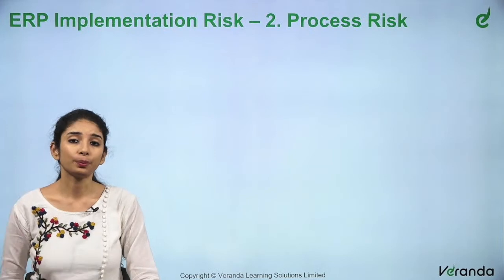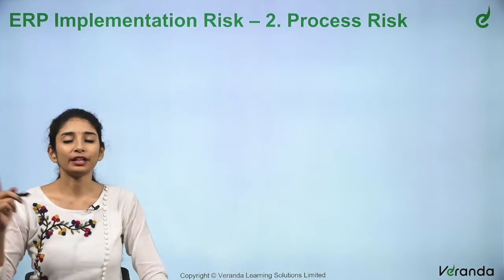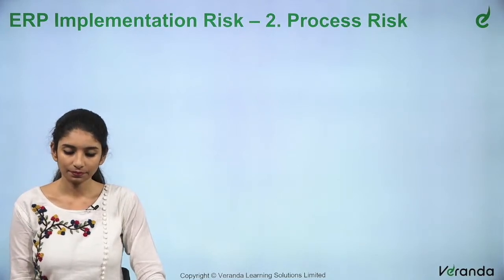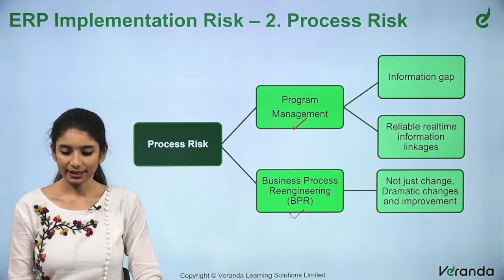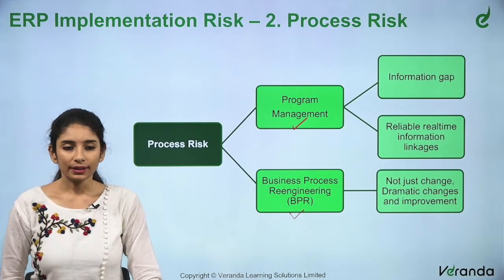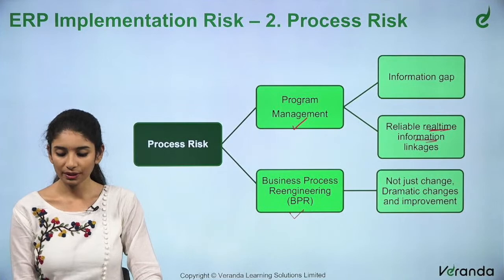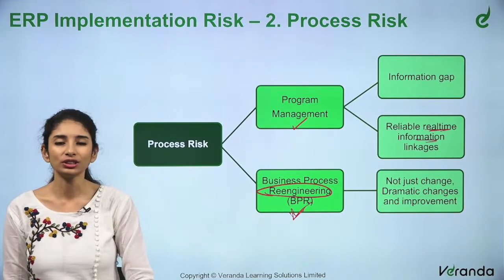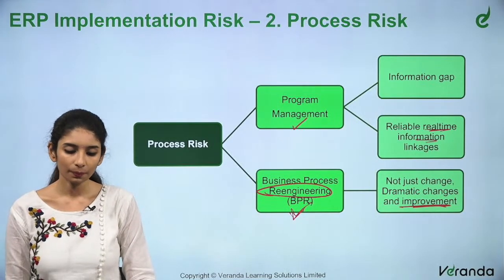Process risk. Now there are two types of process that could be under risk, okay. One is BPM and BPR, business process management and business process re-engineering. Now what is the meaning of process management? I need to have the processes linked together in a sequential order and real-time linkage between the information flow. Business process re-engineering, the word itself means not just a small change, but a major dramatic change and improvement.